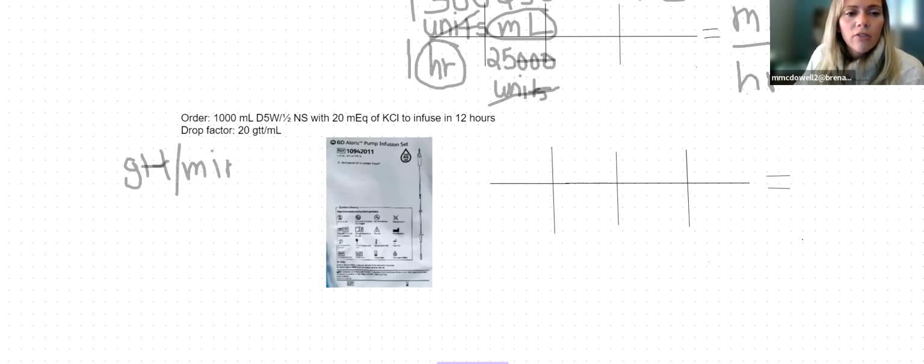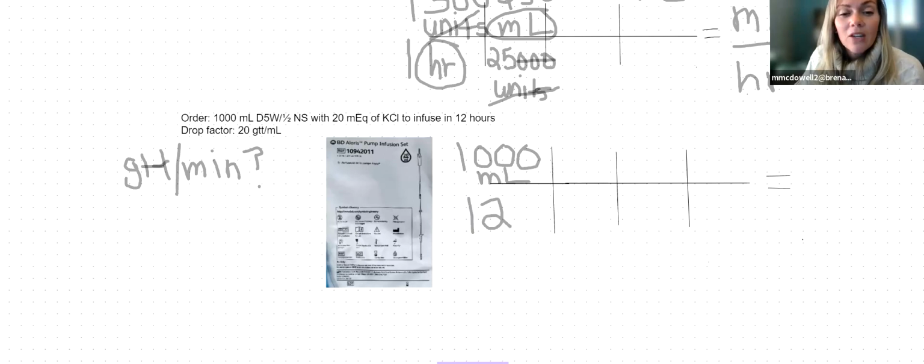Okay, so that's what we're trying to figure out so that we'll know that this bag infuses over 12 hours with this tubing with a drip factor of 20. Our given quantity in this one, or our order, is 1,000 milliliters. That's that bag. It's 1,000 mLs over 12 hours. Now I gave you some extra information in this: a lot about what type of solution it is, how much potassium. That's just extra. We don't need that for this problem.